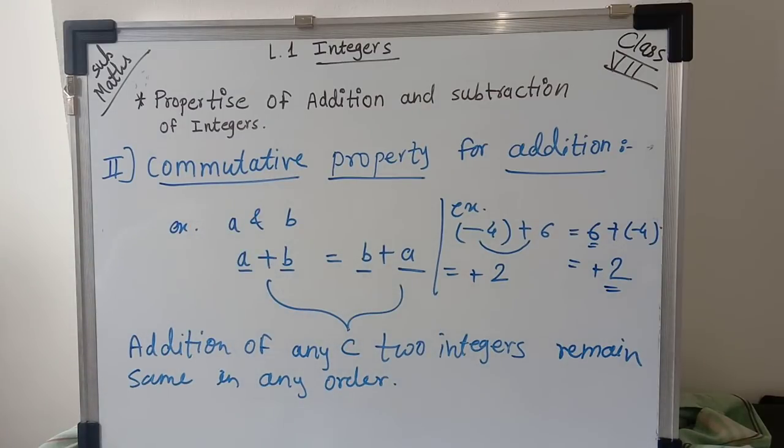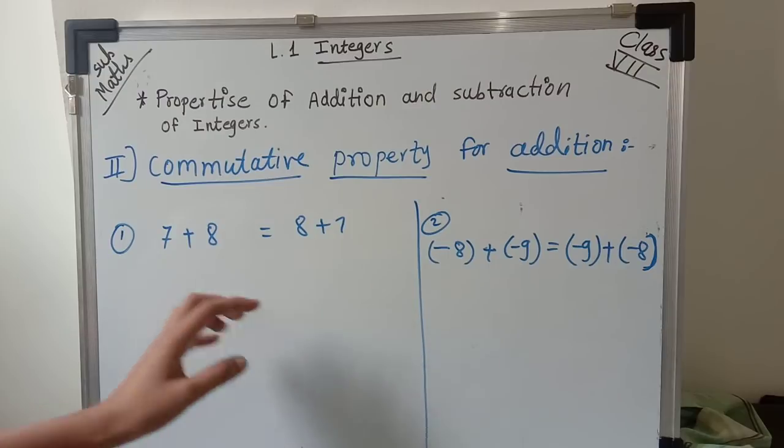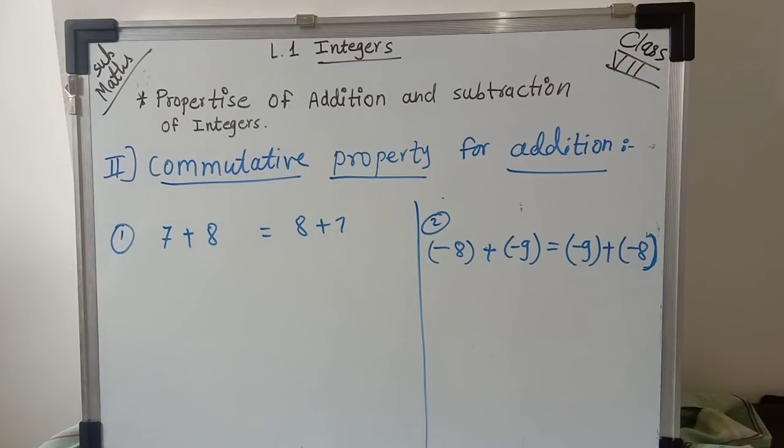So remember students, what is the commutative property? After addition of any two integers, the value will remain the same after changing their order, and that property is the commutative property. Let's take one more example, so you will understand it better. Now here students, we are going to see these two examples to understand the commutative property for addition.